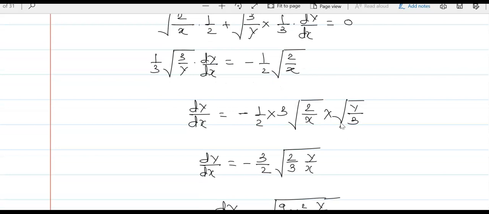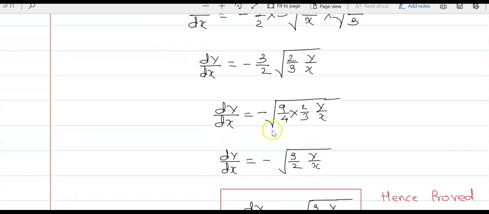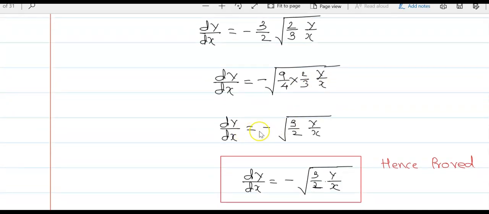And that's why dy by dx is equal to minus 3 upon 2 root of 2 upon 3, y upon x. And therefore, dy by dx is equal to minus root of 9 upon 4 into 2 upon 3 into y upon x. Therefore, dy by dx is equal to minus root of 3 upon 2 into y upon x.